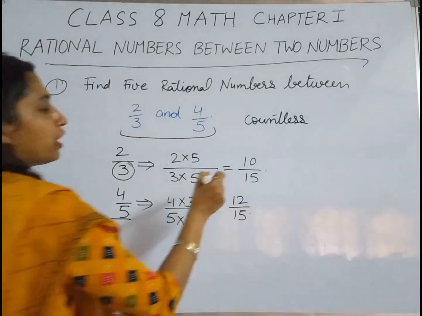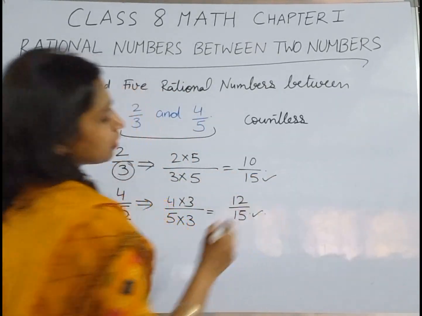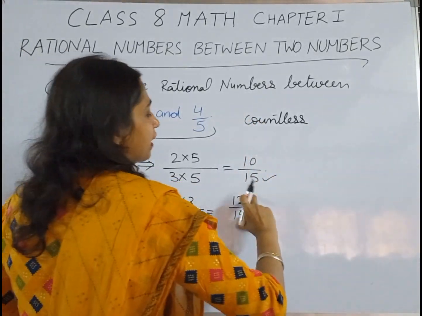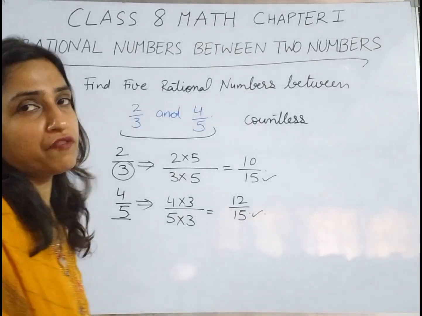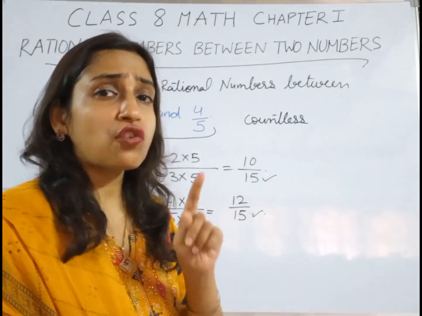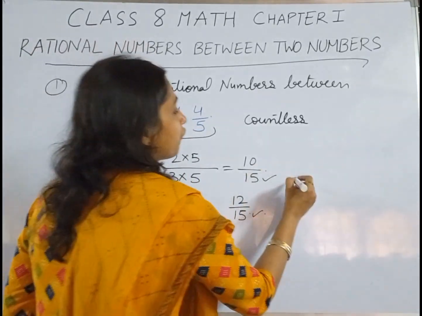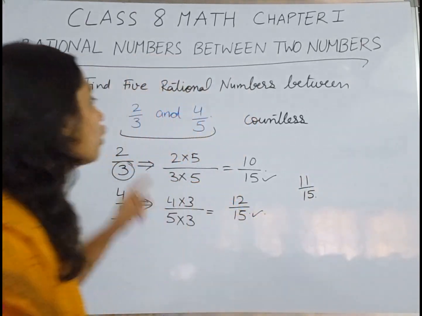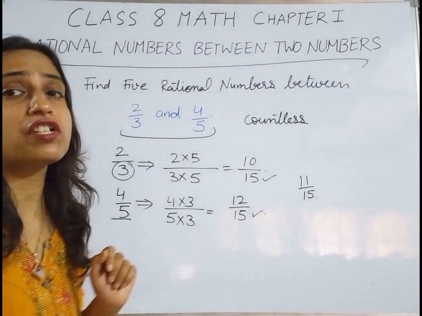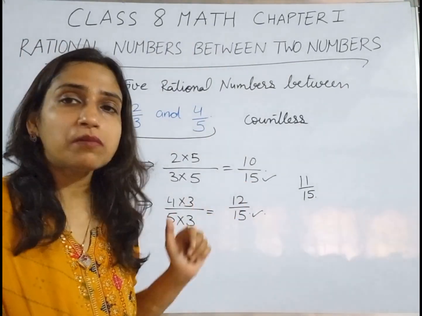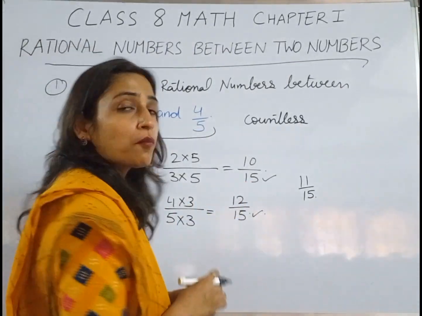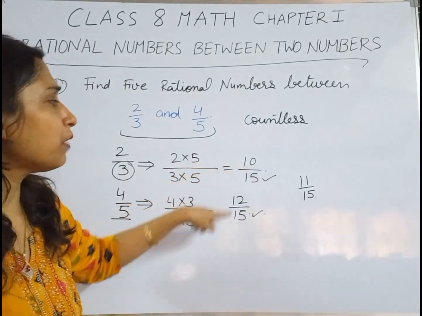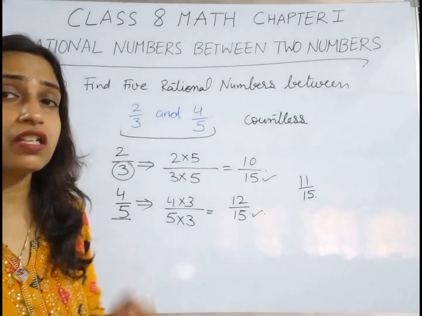Now the denominators of both the numbers are the same. The first number is 10 by 15 and the second number is 12 by 15. So visibly there is only one rational number between them, this is 11 by 15. But we want to find 5 rational numbers. So we have to further multiply with a common multiplier. We want 5 numbers, so we can multiply these two terms with 3.